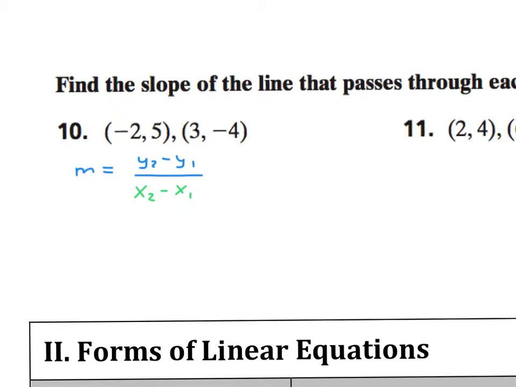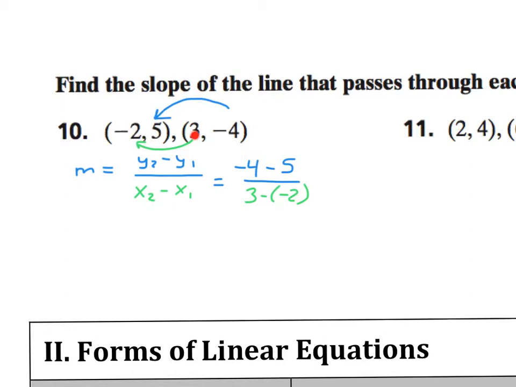Now notice, I'm going to go in this direction, so I say negative 4 minus 5. And since I started at the second point, I'm going to start at the second point with my x's now. 3 minus a negative 2. Notice I put parentheses there, so the double negatives don't look like some other weird thing. The key thing here is, notice I'm drawing these arrows just for show. You don't ever have to do those. But the key is that you're subtracting in the same direction. I started here, so I subtracted there.